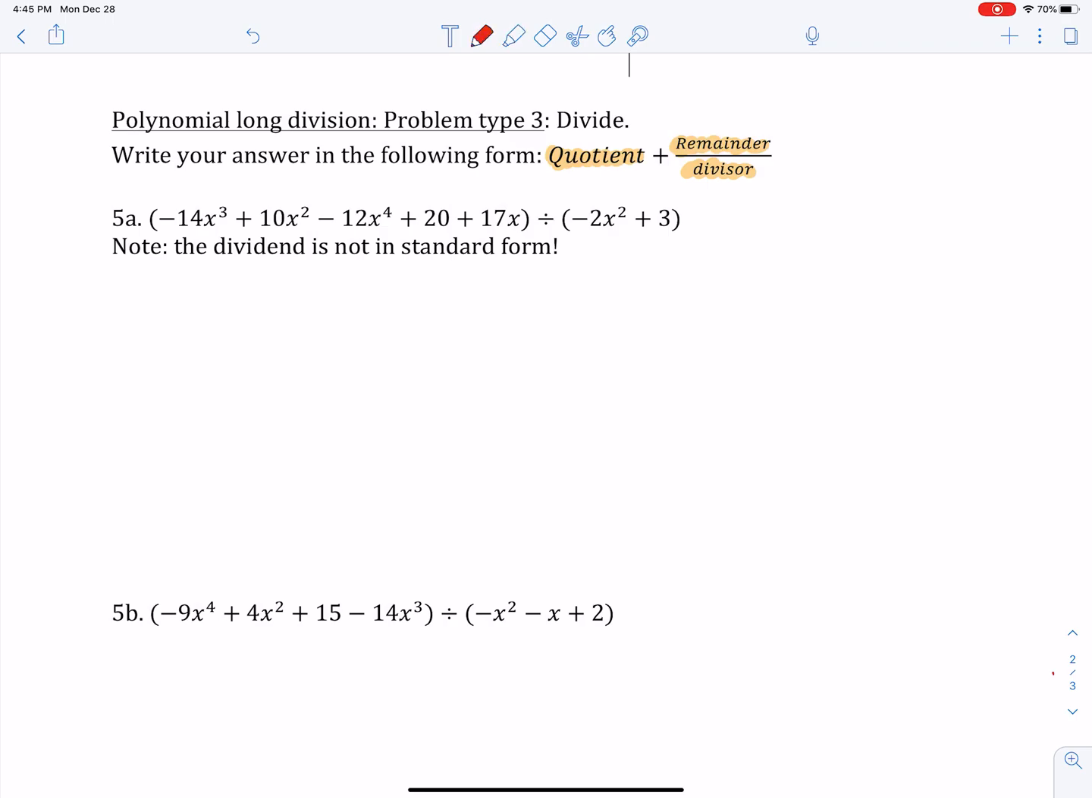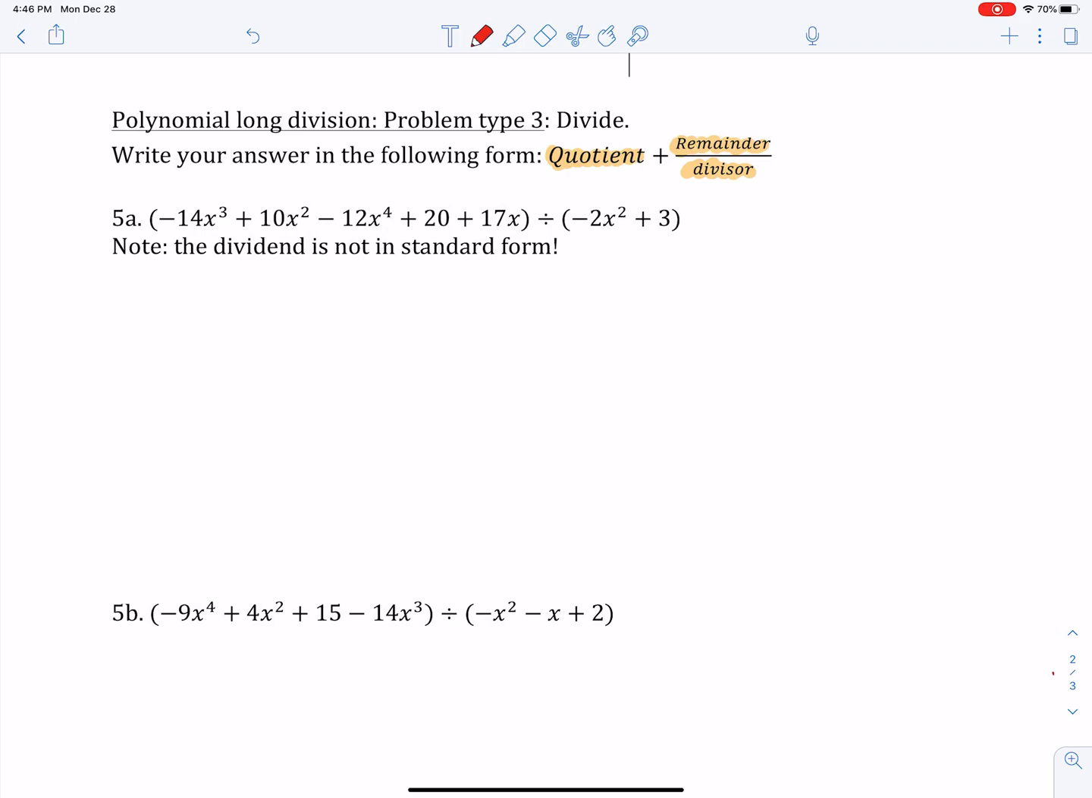But let's go ahead and jump into the problem here. So what we have is negative 14x to the third plus 10x squared minus 12x to the fourth plus 20 plus 17x divided by negative 2x squared plus 3. Okay, that's standing out to me. That's why we have a note in here. The dividend is not in standard form. Standard form would have your exponents in descending order. So we'll do that when we write it out.